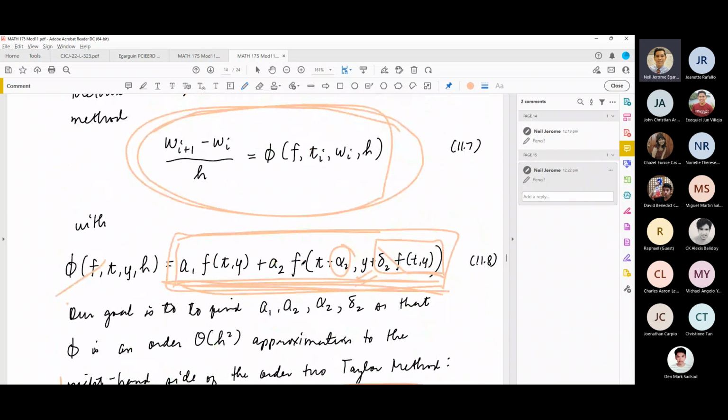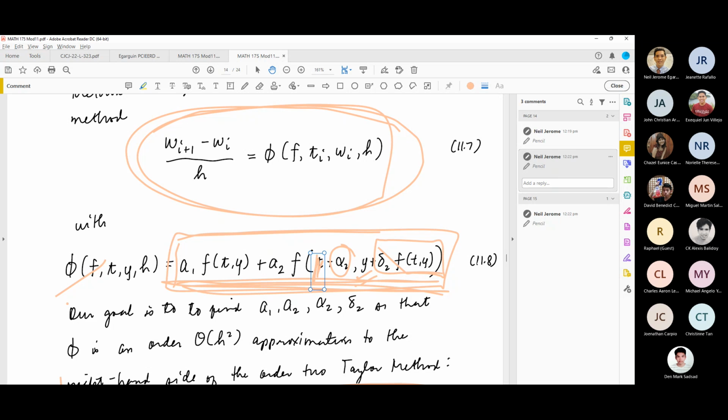Equation 11.8 is our ansatz or our hula, our guess, or our template for our right-hand side dun sa ating gagawing method. Ayan, ayaw niyang ma-highlight. But essentially, that's what we want to do, right? So gusto nating mahanap si A1, A2, lambda 2, at saka alpha 2, at saka si delta 2 para si phi ay maging approximation doon sa right-hand side ng Taylor's method of order 2, okay, T2.